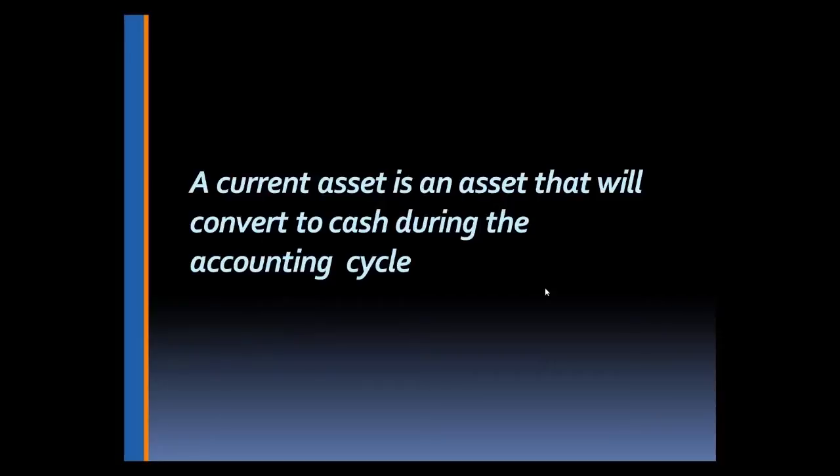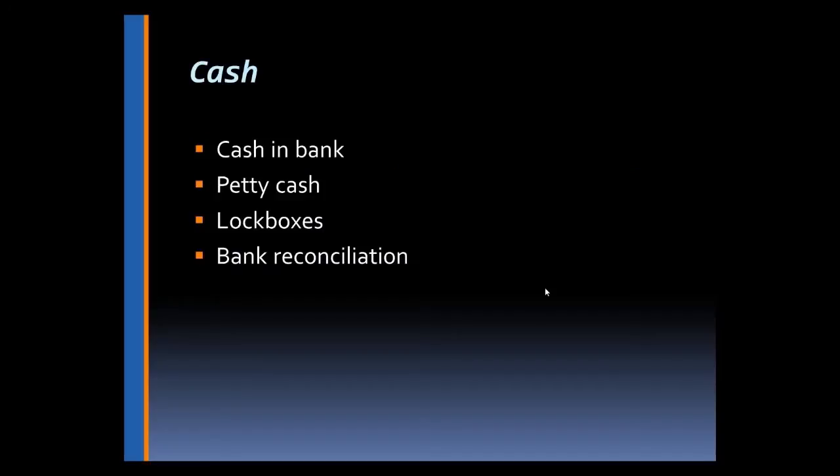A current asset, by definition, is an asset that will convert to cash during the accounting cycle. So normally that means that something is going to convert to cash during the next fiscal year. When we look at cash, we're going to talk about cash in bank, petty cash, lock boxes, and bank reconciliations.